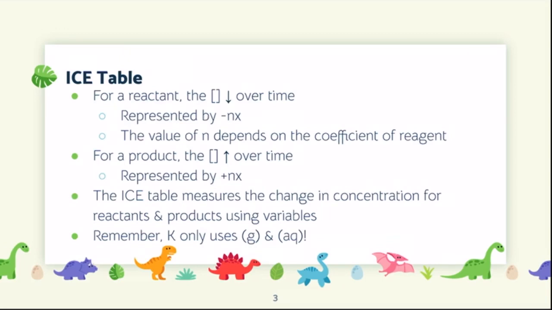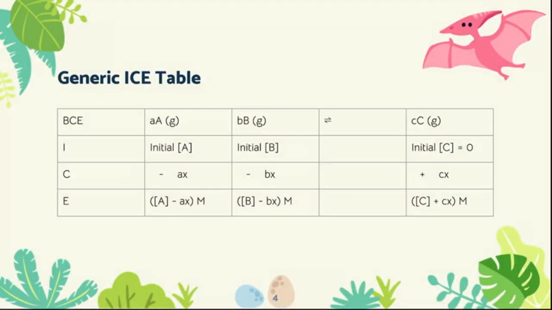The ICE table measures the change in concentration for reactants and products using these variables in a chart format, as shown in this generic ICE table. In the first row, we have our balanced chemical equation, aA plus bB is in equilibrium with cC, where our lowercase letters a, b, and c are our coefficients. In the second row, we have the initial concentrations of all three; the product is 0 since the reaction hasn't begun at the initial stage. The next row is the change in concentration, represented by negative Nx for the reactants and positive Nx for the product, so it's going to be negative ax and negative bx and plus cx.